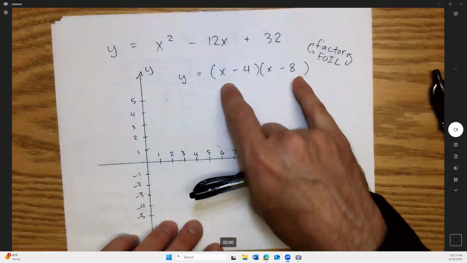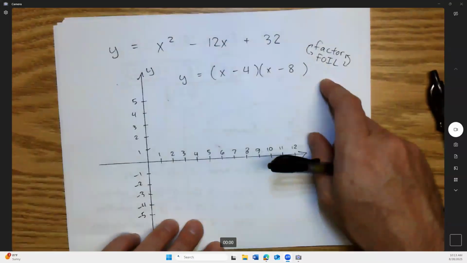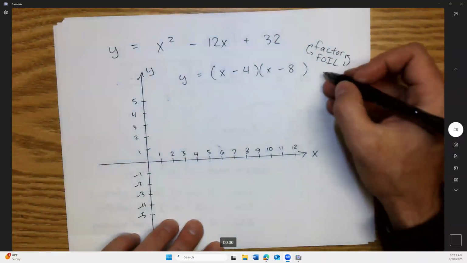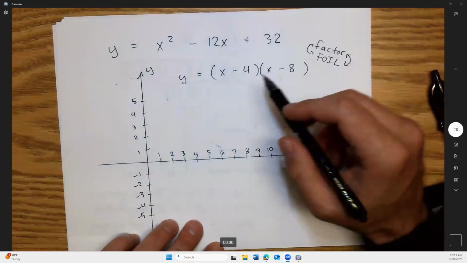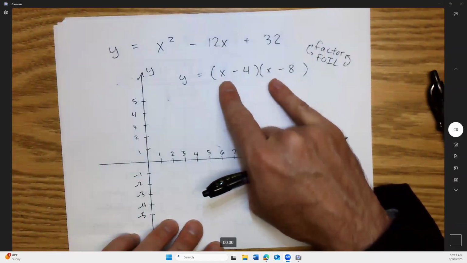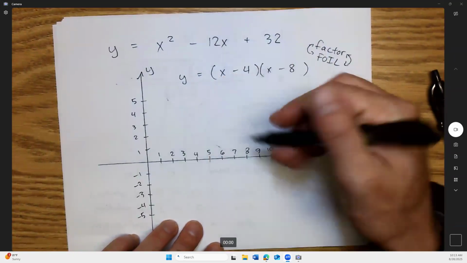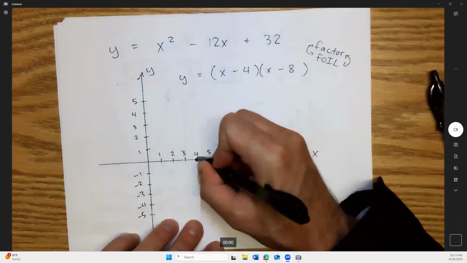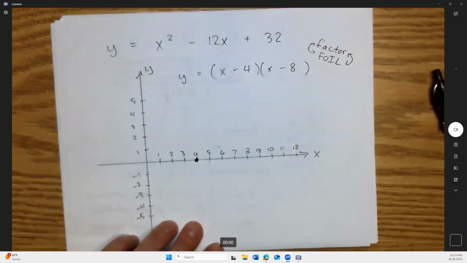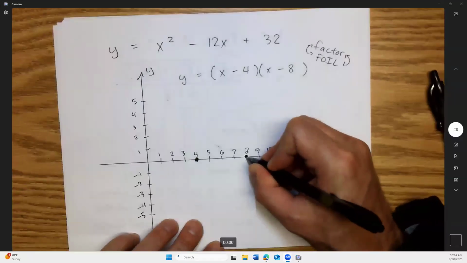Now, from that factored form, you can very quickly get the zeros of the graph. And how do you do that? By setting this equal to 0. And what would x have to be for this whole thing to be equal to 0? Either what or what? Yeah, it could be 4, because you plug in 4 here, this becomes 0, so that zeroes out the whole thing. Or x could also be equal to what? 8. You plug in 8 here, that zeroes this out, the whole thing is 0. So that's 2 points on the graph.